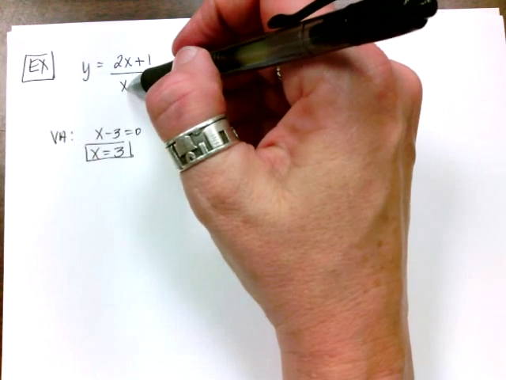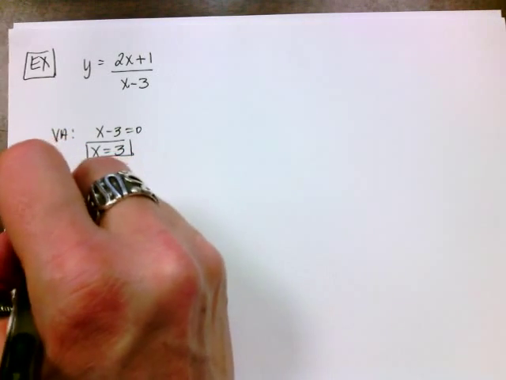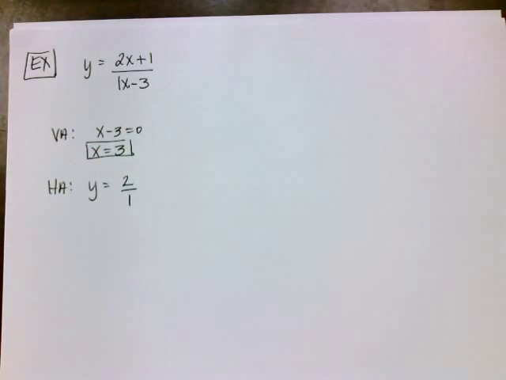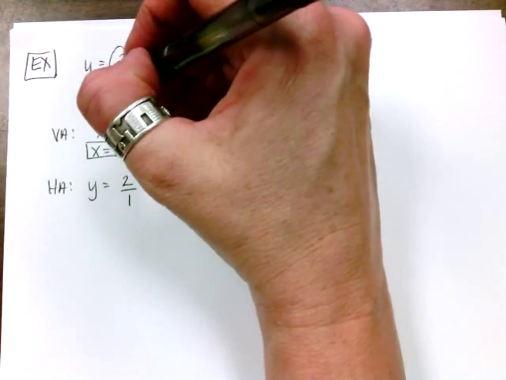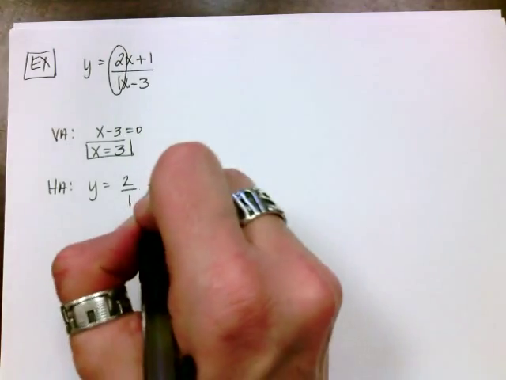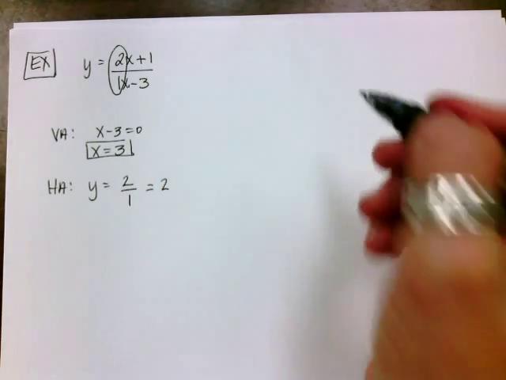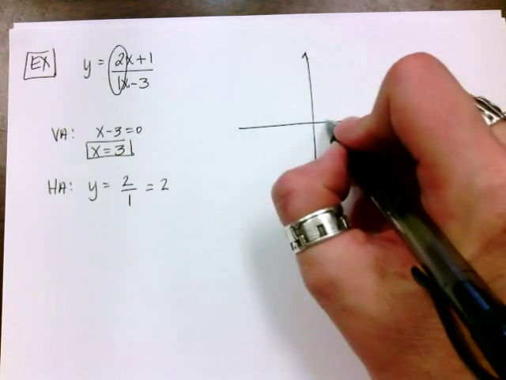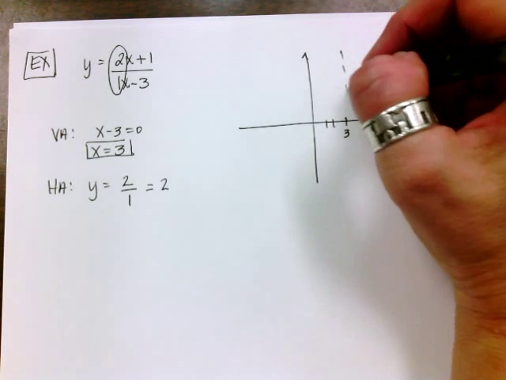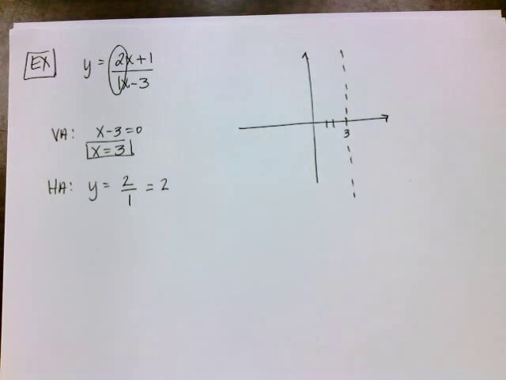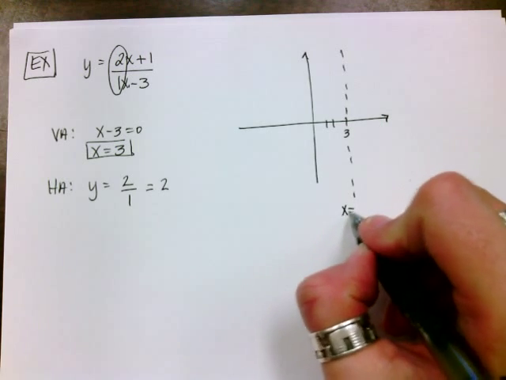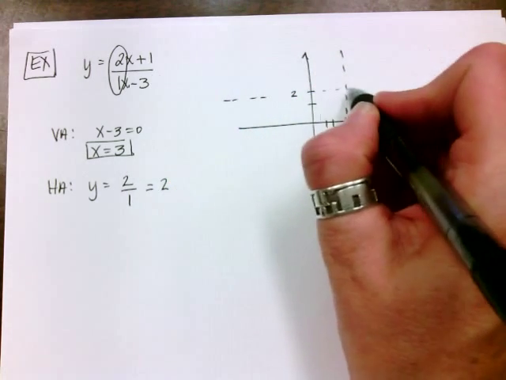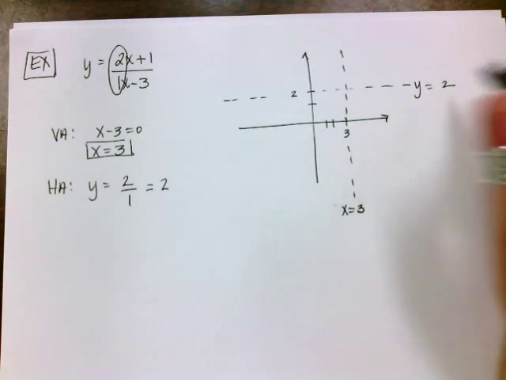Because the degree in the top and the bottom are the same, my horizontal asymptote is going to be y is equal to 2 divided by 1, and I'm using that 1 because I'm dividing the leading coefficients. So my horizontal asymptote is going to be y is equal to 2. So if I graph this information, okay, my vertical is at 3. You have to put values on your graph, otherwise your graph is irrelevant. Label that line, x is equal to 3, and then I have one at 2, and this is going to be y is equal to 2.